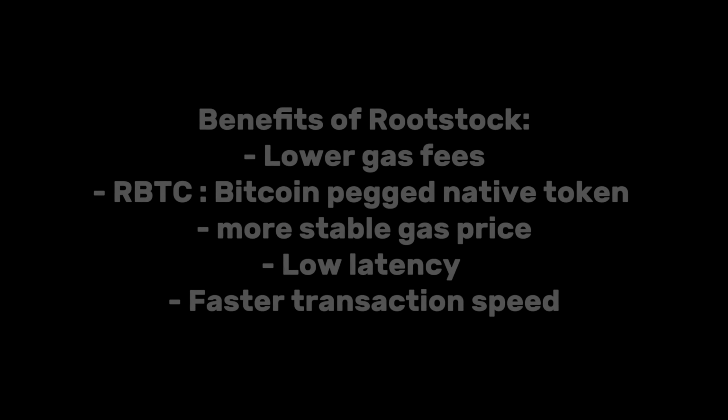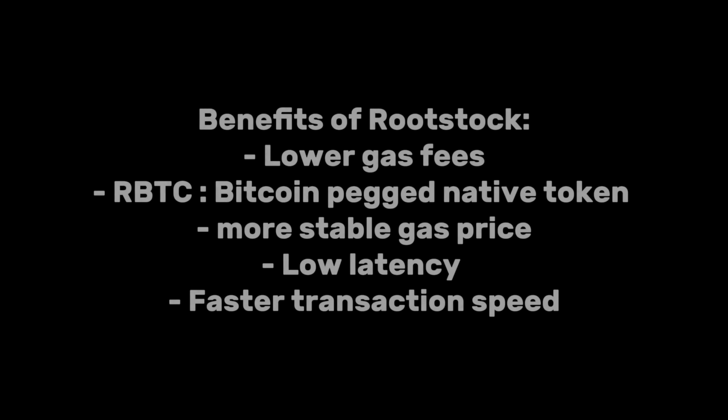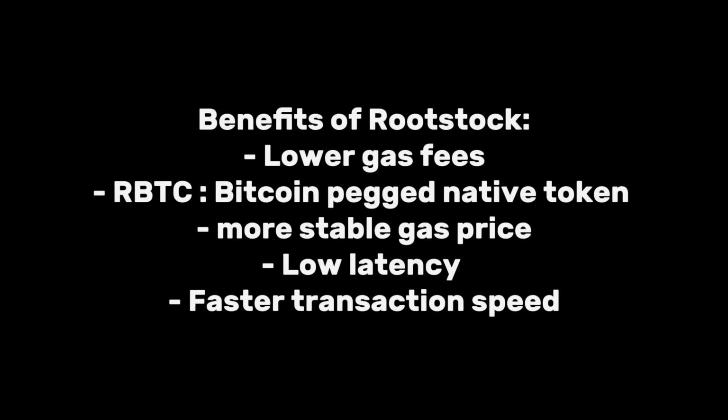Compared to Ethereum, Rootstock offers some benefits to developers building on it. Some are low gas fees, which means you spend relatively little to execute transactions on Rootstock. RBTC, the native token of the Rootstock chain, is pegged to Bitcoin, which means there's less fluctuation in gas price. Also, there's low latency, which means transactions on Rootstock are very fast. It has faster transaction speed. That is why you should explore and build on the Rootstock chain.